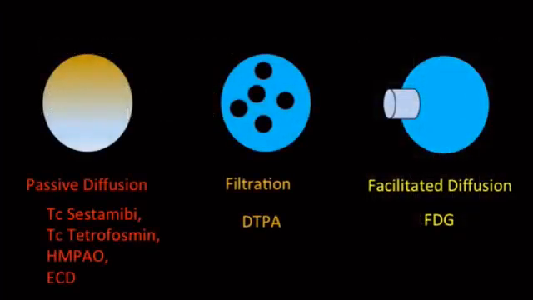So summary here real quick. Passive diffusion, the stuff that goes into the heart, stuff that goes into the brain. Filtration, DTPA is the classic one. There is a size limitation, those kinds of things that are dealing with your filtration. And then facilitated diffusion can be saturated. The other ones cannot be saturated, so that's what makes it unique.